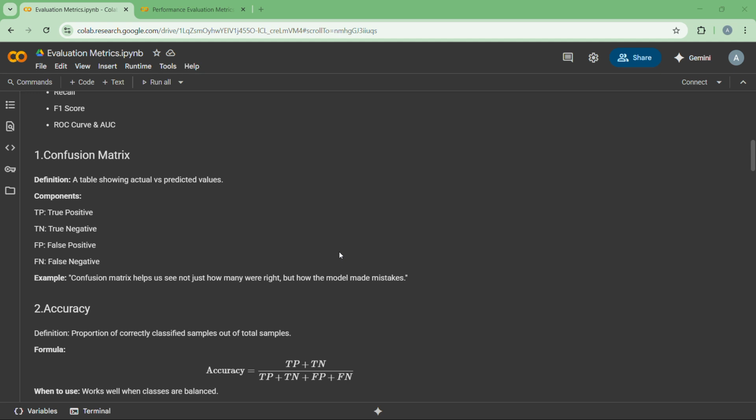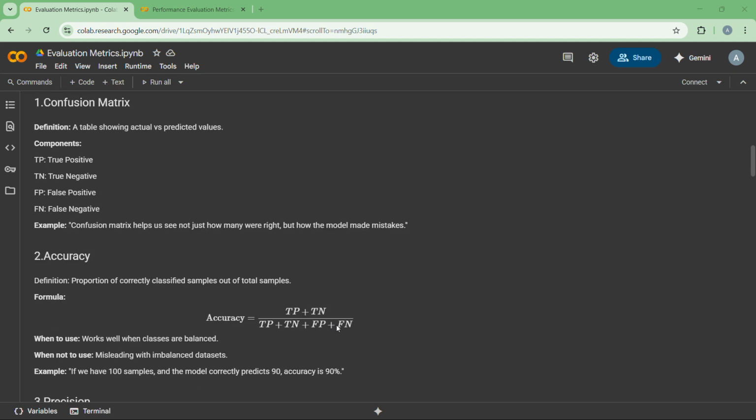In a confusion matrix, there are four components. TP means true positive, TN means true negative, FP means false positive, FN means false negative. For example, a confusion matrix helps you to see not just how many were right, but how the model made mistakes.